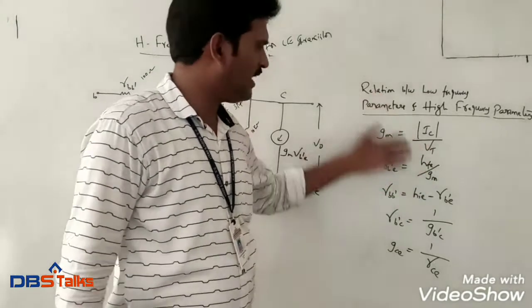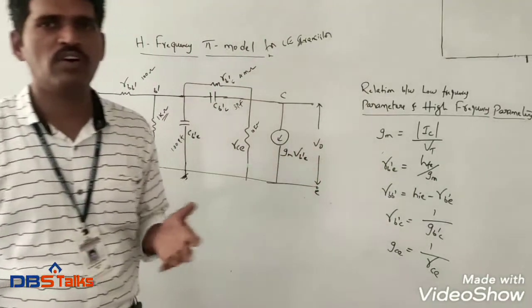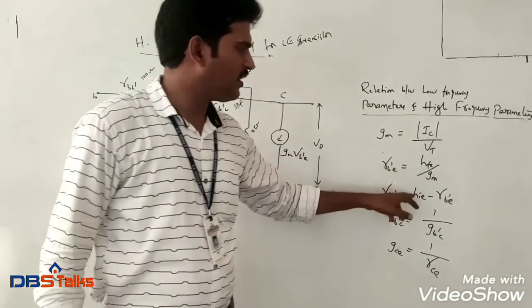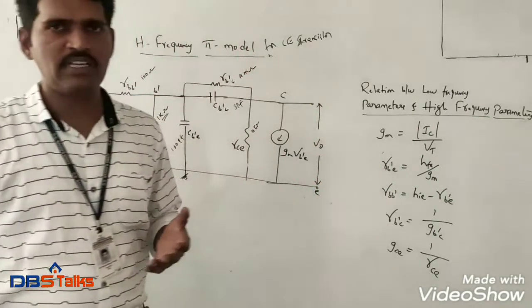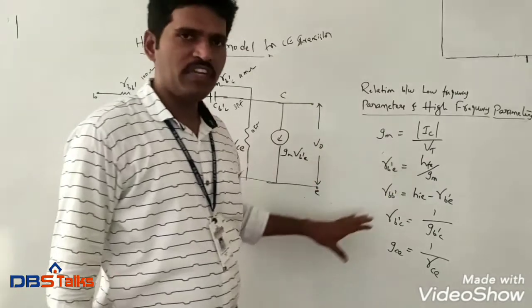So the h parameters are hie, hre, hfe, and hoe. hie means input resistance. hfe is the forward current gain. ho is the output admittance. These are the low frequency parameters.